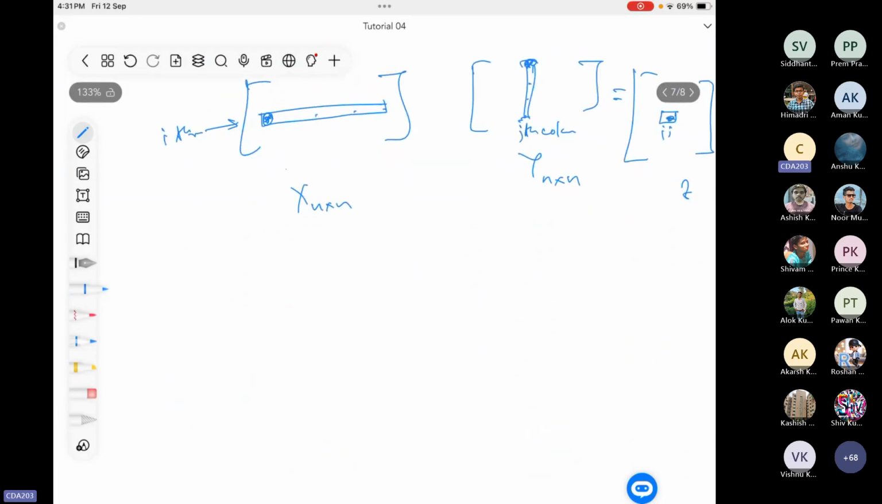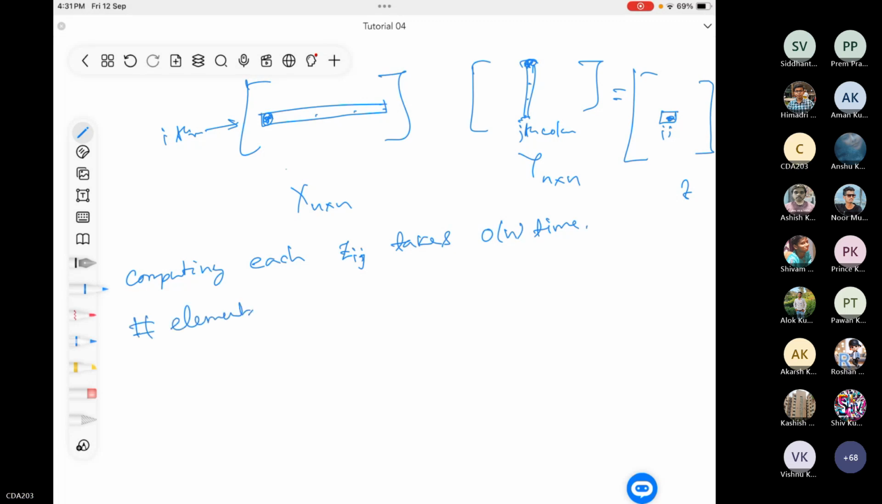So, let me write. Computing each Zij takes order n time. The number of elements in Z is order n square. Therefore, arithmetic operator has time complexity order n.